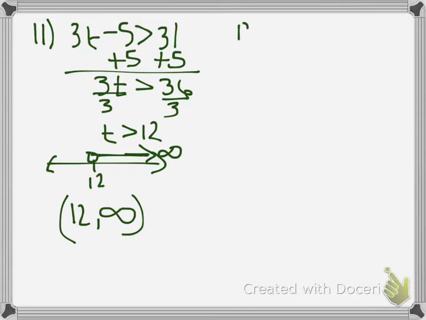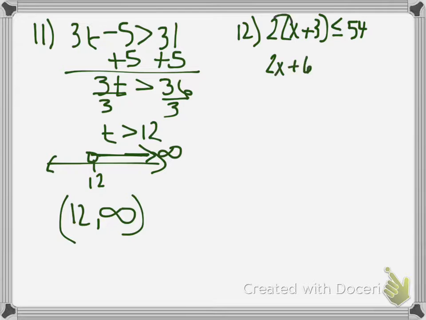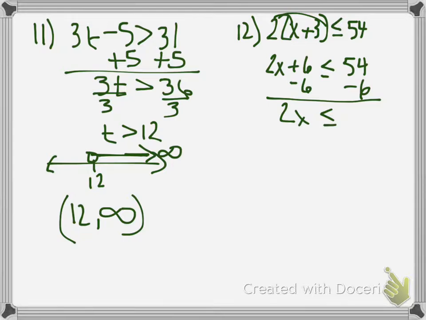On number 12, I've got 2 parentheses x plus 3 less than or equal to 54. You need to distribute, so you have 2x plus 6 less than or equal to 54. Subtract 6. So 2x is less than or equal to 48. Divide by 2. So we get 24.